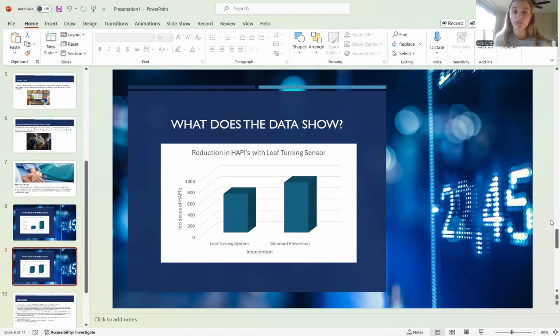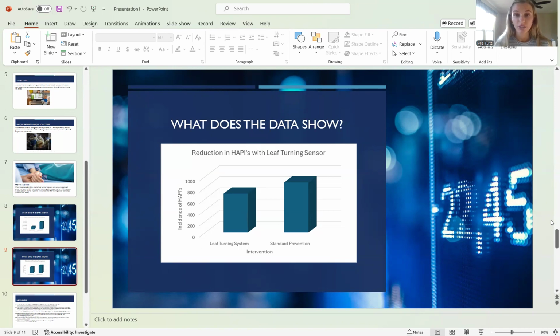So, in the next graph, you can see how many HAPIs there actually were, and this data was factored in with the previous graph's data. With just the leaf turning sensor, there were about 600 incidences of HAPIs, whereas with standard prevention, which would be things like moisture management, the Q2-hour turning protocol, and sacral heart usage in the ICU, there were about 200 more incidences of HAPIs.